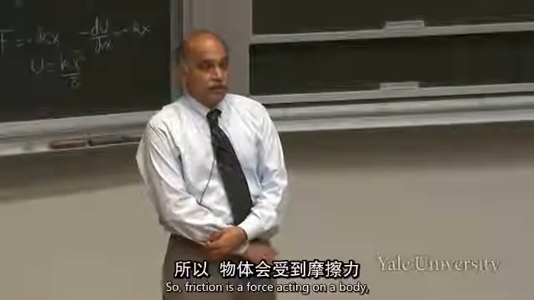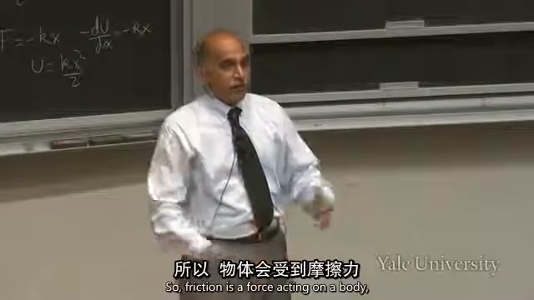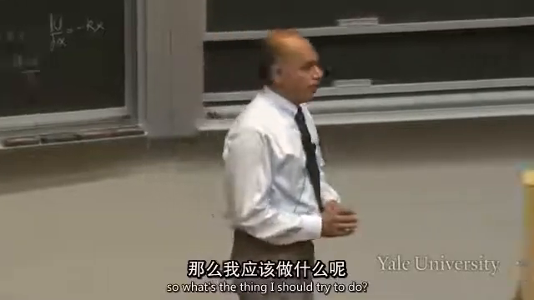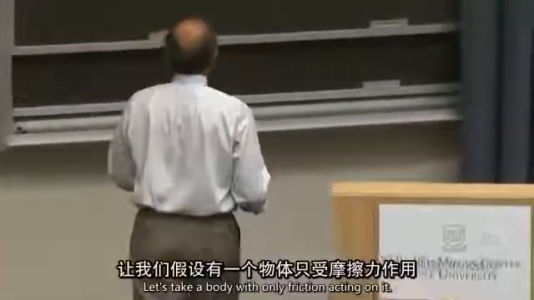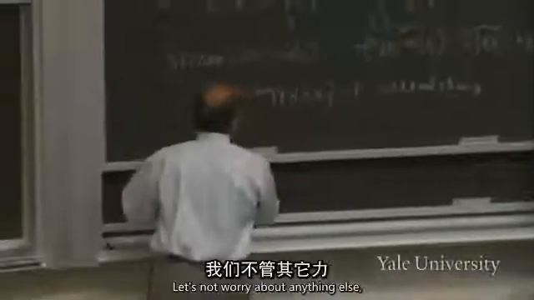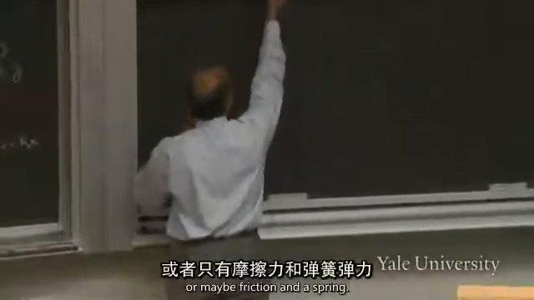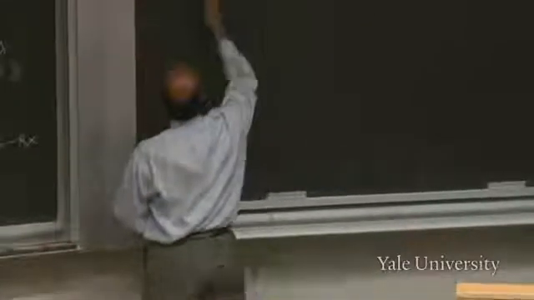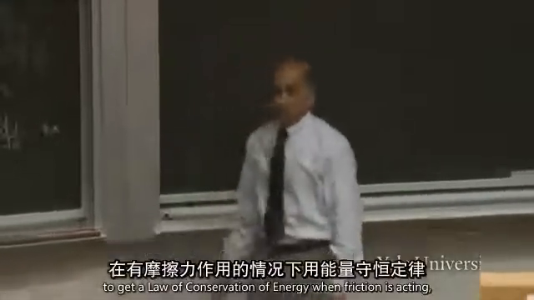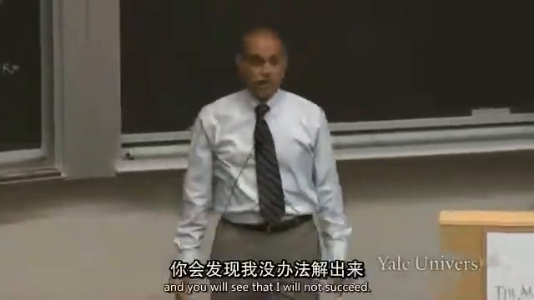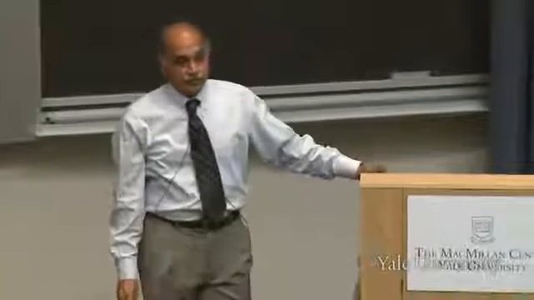So friction is a force acting on a body. So what's the thing I should try to do? Let's take a body with only friction acting on it. Let's not worry about anything else. Or maybe friction and a spring. So I try as usual to get a law of conservation of energy when friction is acting. And you will see that I will not succeed.